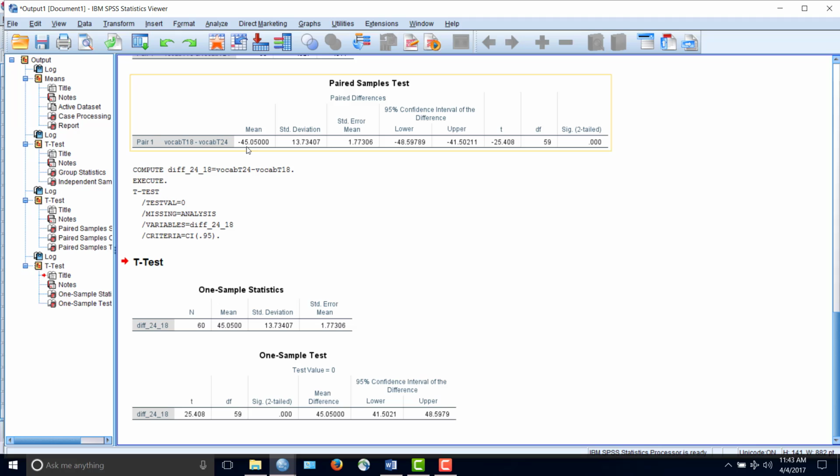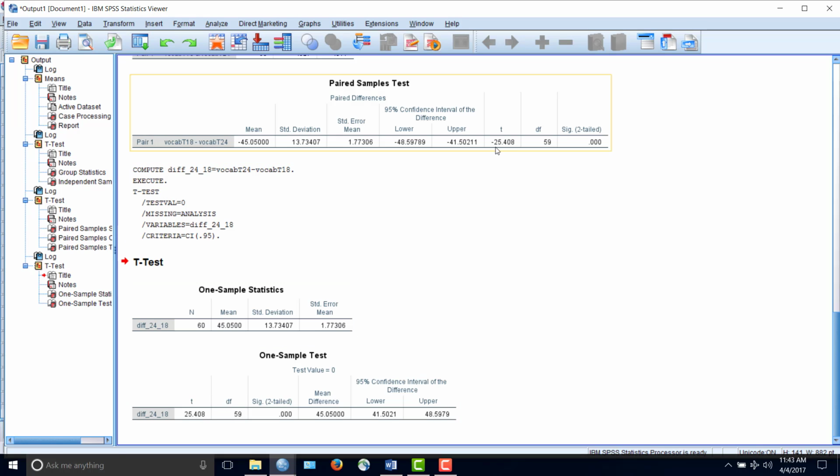And lo and behold, 45.05, this is the test statistic that we were just looking at for the paired sample, which we'll come back to. And then we can also, instead of doing that, just compare the difference score between 18 months and 14 months and compare that difference score to 0. So is there a change? Because 0 would mean that there was no change. There was no increase and there was no decrease. And we see that the test statistic is exactly the same.